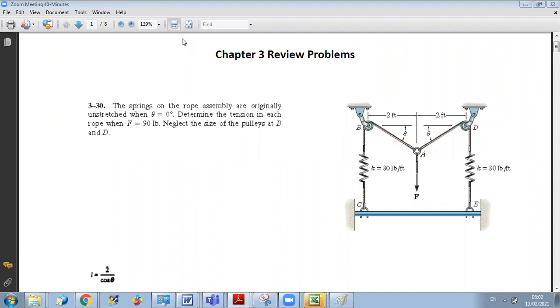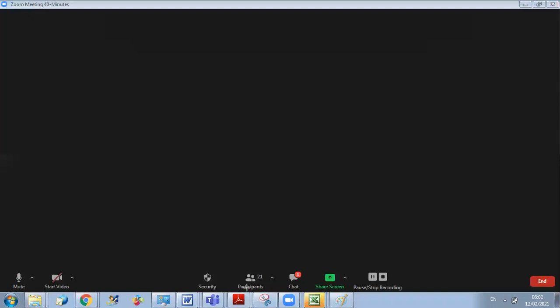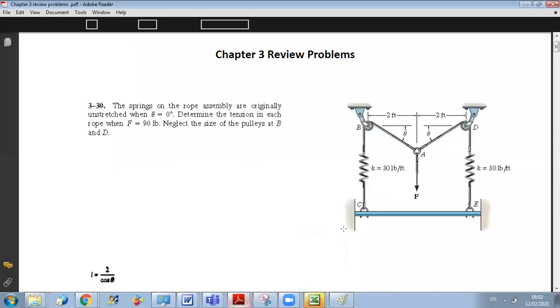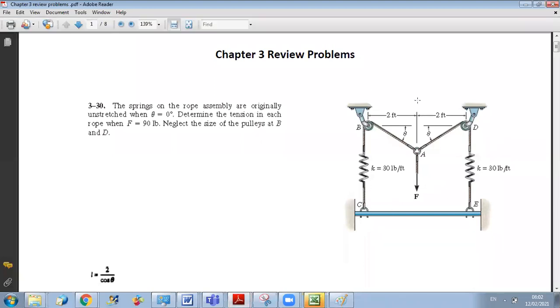So what we have here, we have a system that is attached to two springs, and the springs are rolling through cables over pulleys and meeting at point A. Okay, so to ensure equilibrium in this problem, we should find what will be the resulting tension in each rope. So F is given, F is equal to 90.